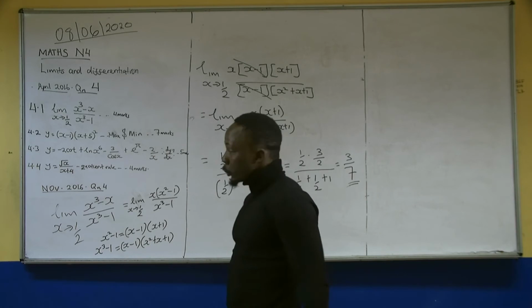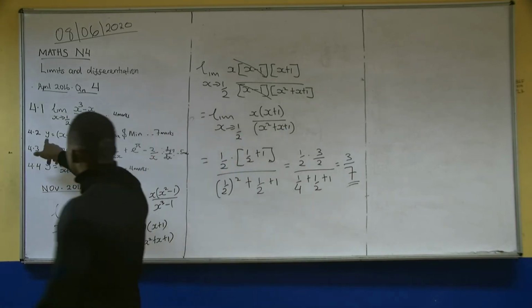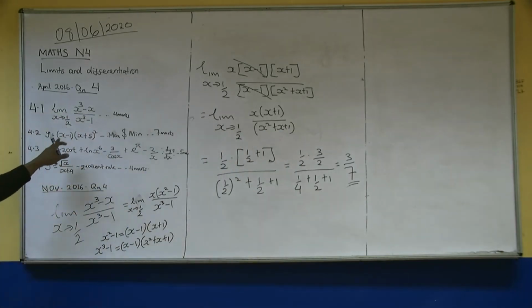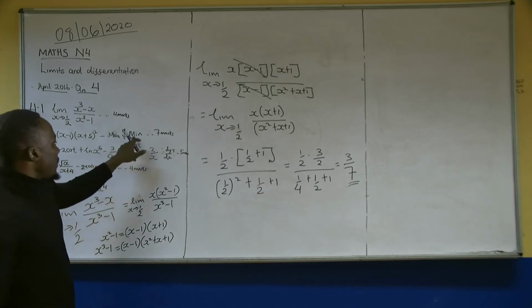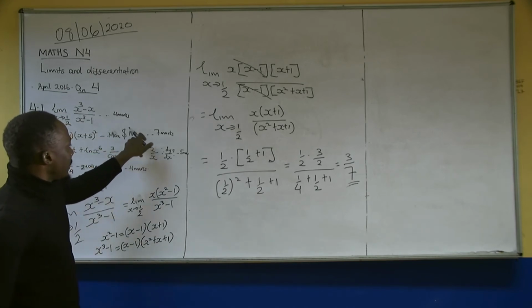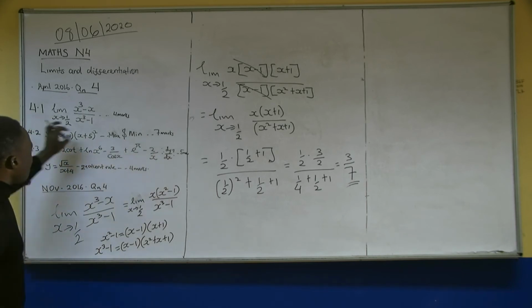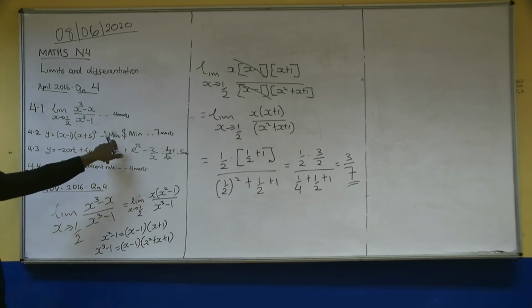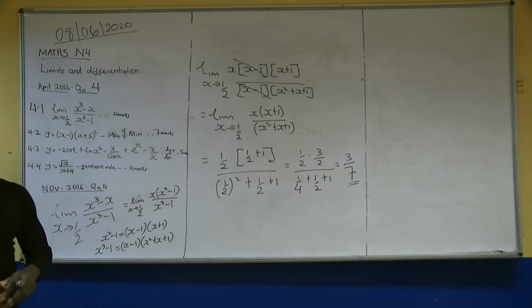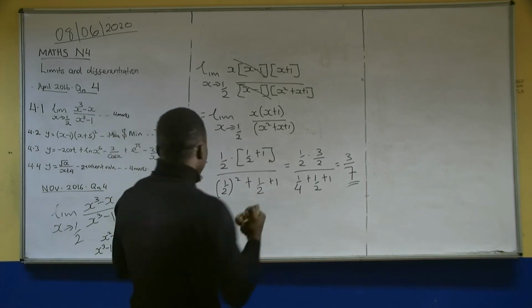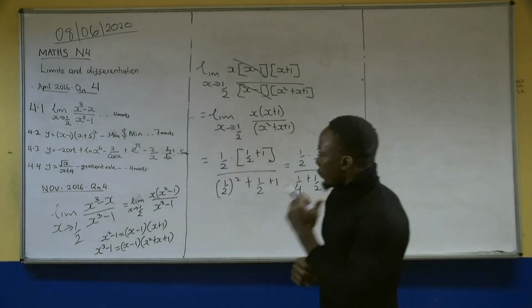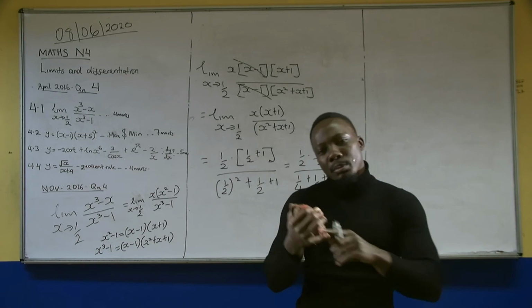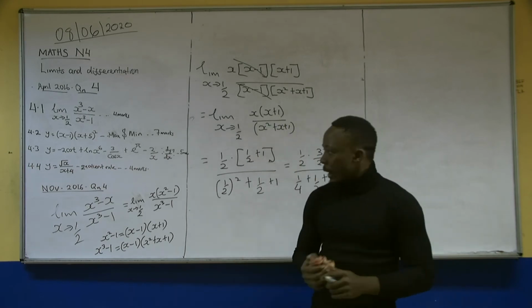We go on to question 4.2, which says that given that the equation is y is equal to x minus 1 times x plus 5, the whole thing to power 2, find the maximum and minimum turning points. I did not write it in complete form, but it is in April 2016 question 4. They wanted the maximum and minimum turning points. So you have to solve. After solving, you have to know which one is maximum and which one is minimum.